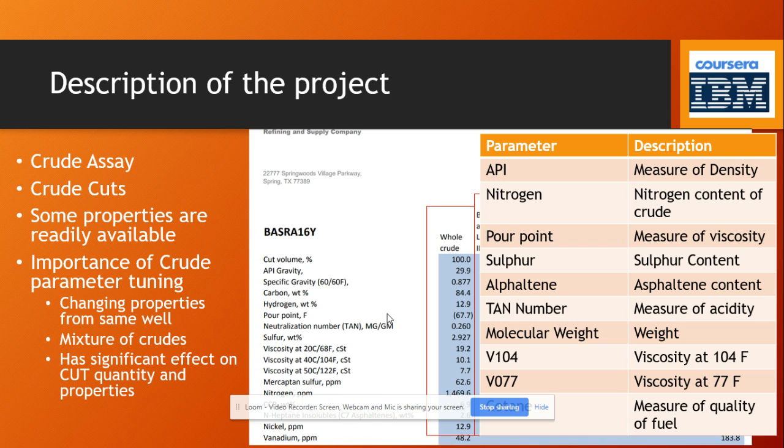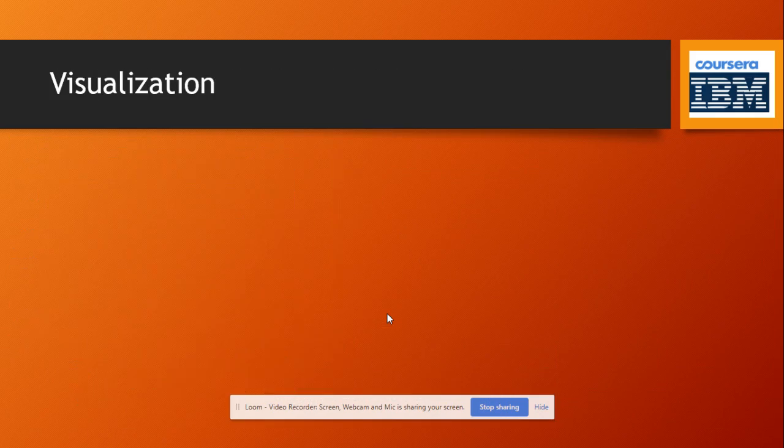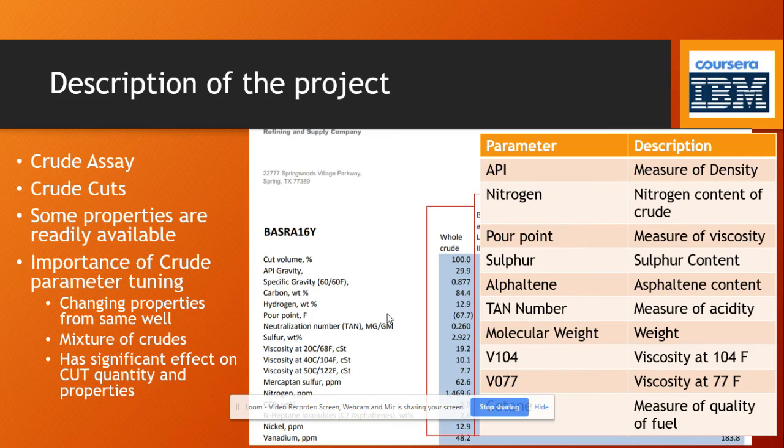These include API, which is a measure of density. Sorry, nitrogen. The nitrogen, obviously, nitrogen content of the crude. The pour point basically indicates at what temperature a crude starts to flow, and all these different chemical factors. So now let us see how we went about this problem.